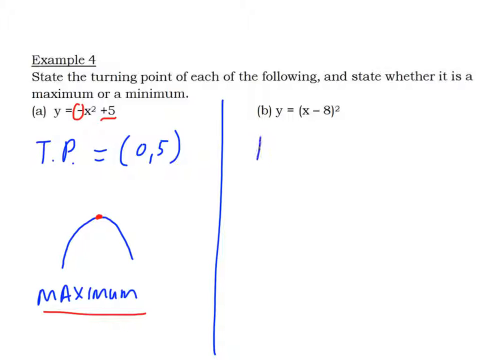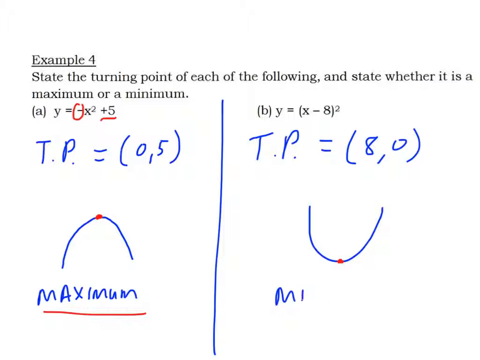Part B, the turning point. Well, the graph has been moved 8 units to the right. So it's 8, 0. And there's no minus sign out the front, so it's a happy parabola. And we call this a minimum, because if you look at the turning point, where it turns around, that's at the lowest part of the graph. So just to recap that new concept, if the turning point is the highest part of the graph, we call it a maximum. If the turning point is the lowest part of the graph, we call that a minimum.